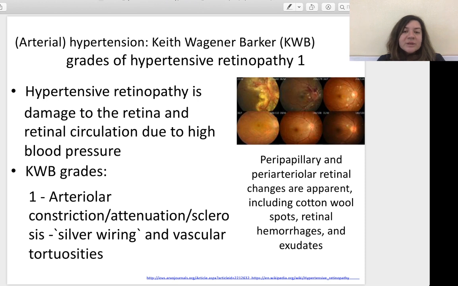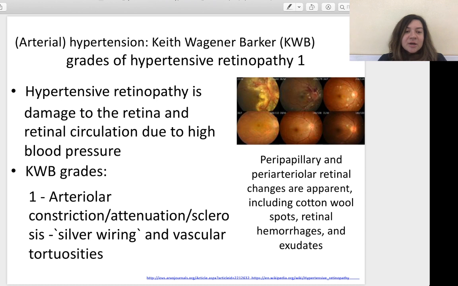And what we see here, let's discuss a little bit the main target organs damaged by hypertension. One of the most dangerous is the eye. Here we can see hypertensive retinopathy, and on this slide I want to show you the Keith-Wagener-Barker grades of hypertensive retinopathy. In general, hypertensive retinopathy is damage to the retina and retinal circulation due to high blood pressure. Grades of it.